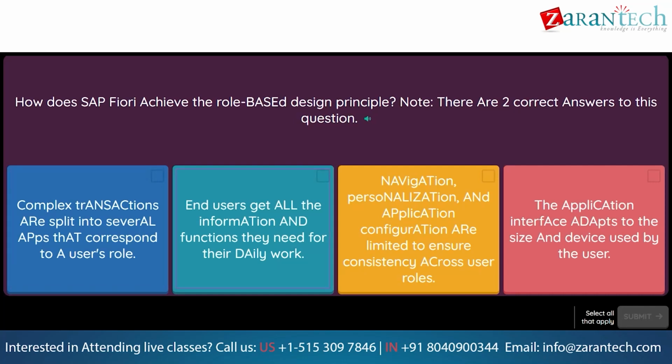Option 2, end users get all the information and functions they need for their daily work. Option 3, navigation, personalization, and application configuration are limited to ensure consistency across user roles. Option 4, the application interface adapts to the size and device used by the user.